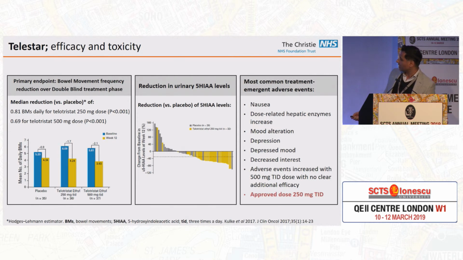And so ultimately, NICE has approved this drug for refractory syndromic patients, and it's approved it at a dose of 250 milligrams because the 500 milligrams didn't really add much to efficacy, it just added a little bit more to toxicity.